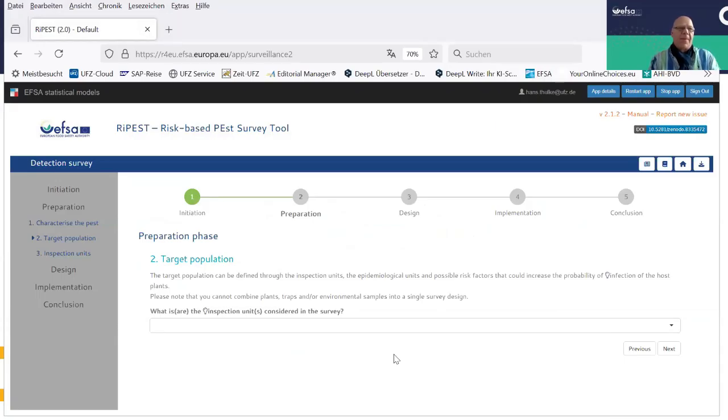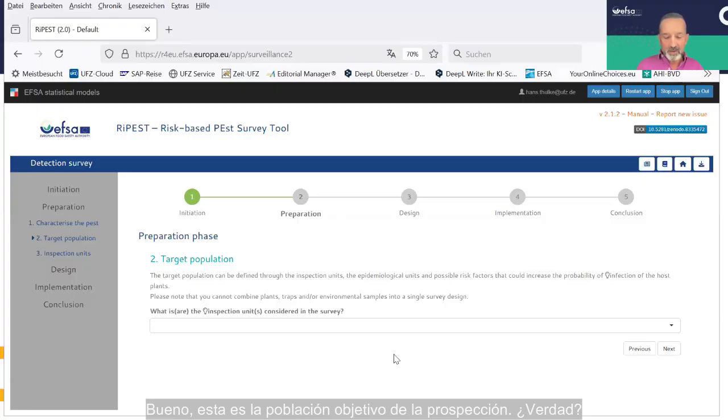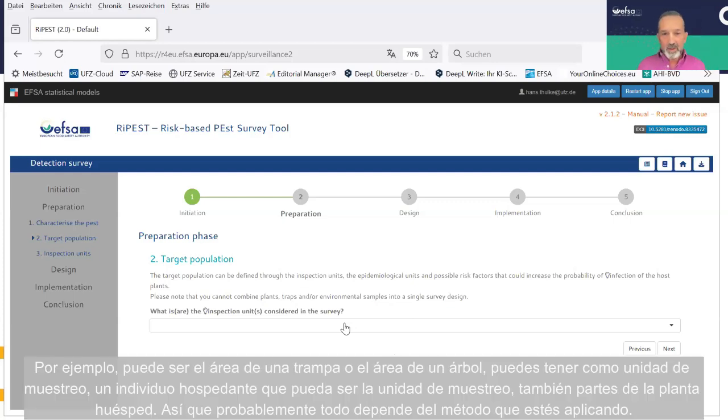Well, this is the target population of the survey, right? Yes. And what is the inspection unit of the target population? Well, isn't that what constitutes the target population of the survey? Yeah, exactly. But I have to know which, because different ones exist. For instance, you can have the area of a trap or the area under a tree. You can have as inspection unit a complete host individual. You can have as inspection unit also parts of the host plant. So those probably all depend on the method that you are applying.